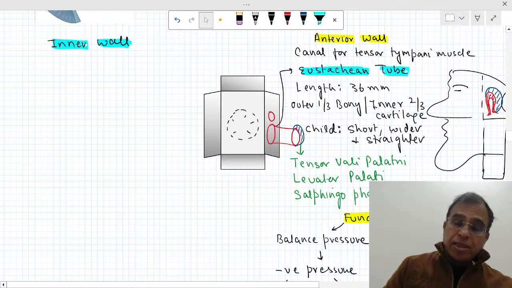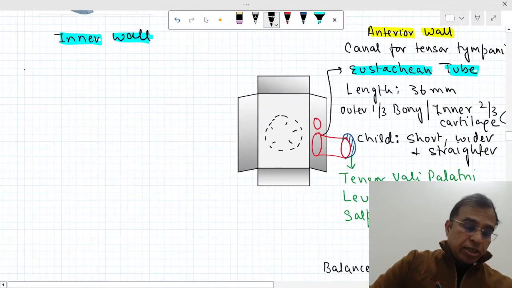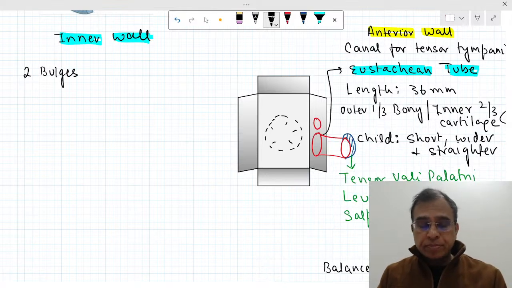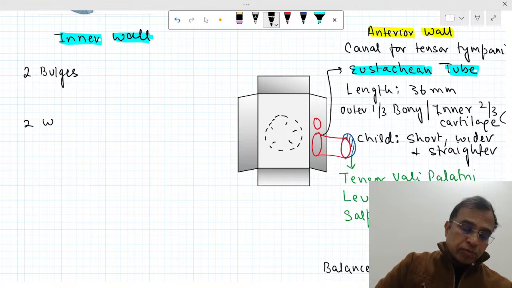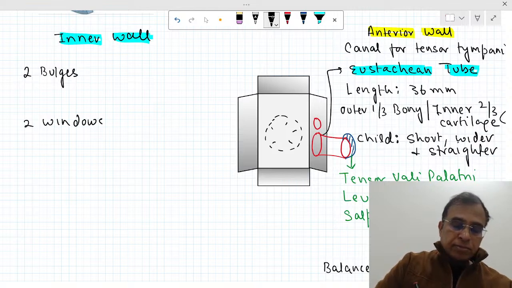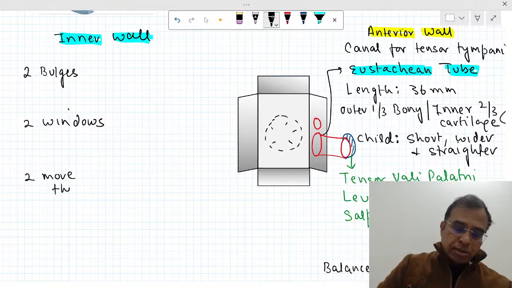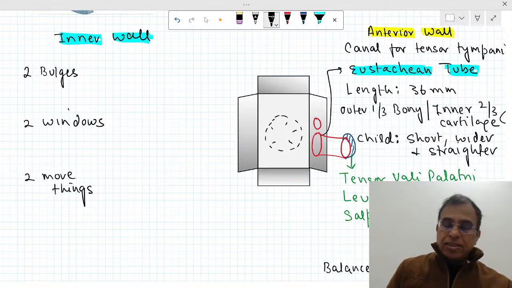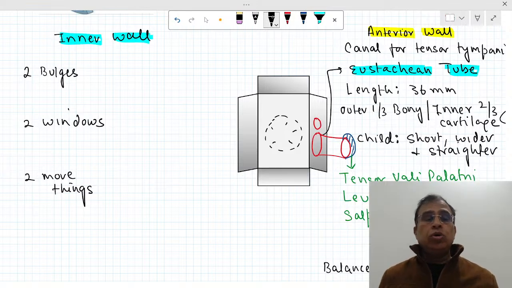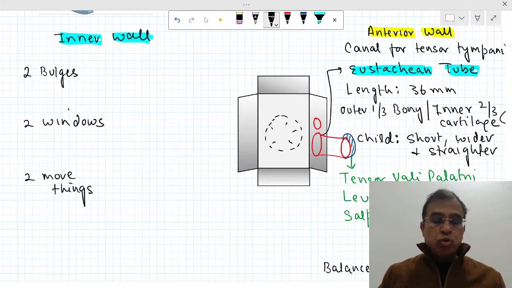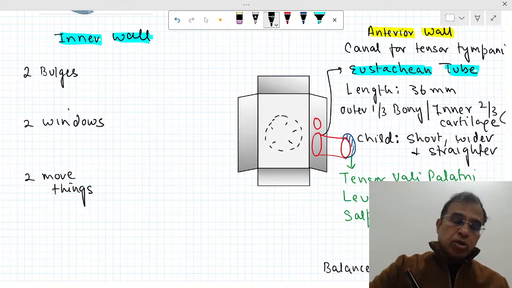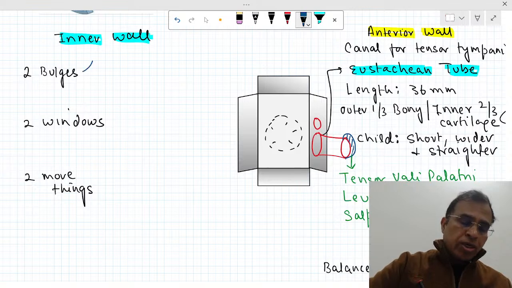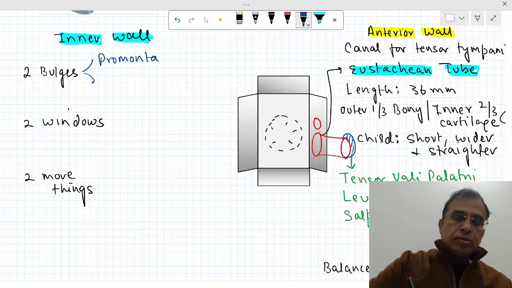But actually, in the inner wall, there are 2 bulges. There is one more bulge. There are 2 windows also. And there are 2 more things. So this is how I suggest that you remember the inner wall. 2 by 2 by 2, the rule of 2 applies here. 2 bulges, 2 windows, 2 more things. 2 bulges you know already. One is the promontory, which I have drawn also, I have shown before.